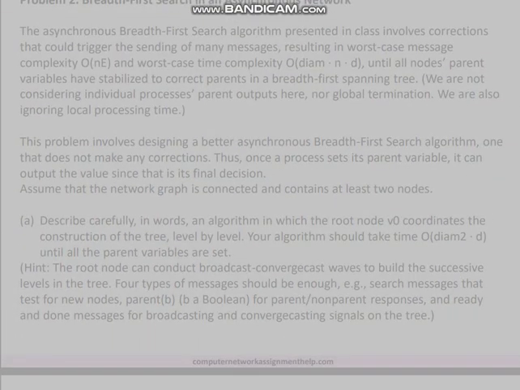Problem 2. Breadth first search in an asynchronous network. The asynchronous breadth first search algorithm presented in class involves corrections that could trigger the sending of many messages, resulting in worst-case message complexity O(n|E|) and worst-case time complexity O(diam n d), until all nodes' parent variables have stabilized to correct parents in a breadth-first spanning tree. We are not considering individual processes' parent outputs here, nor global termination. We are also ignoring local processing time.